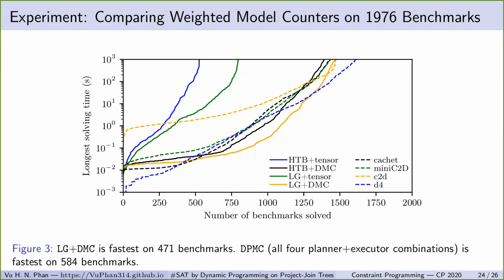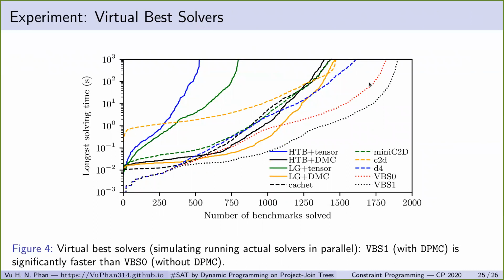To visualize this difference, we add 2 more lines to the cactus plot. These 2 newly added lines are the VBS lines, standing for Virtual Best Solvers. This is VBS1, which simulates running all actual solvers in parallel. This red dotted line is VBS0, which includes all 4 existing model counters, but excludes all 4 DPMC model counters. By looking at the horizontal gaps, we can see how much adding DPMC to the portfolio improves the virtual best solvers.